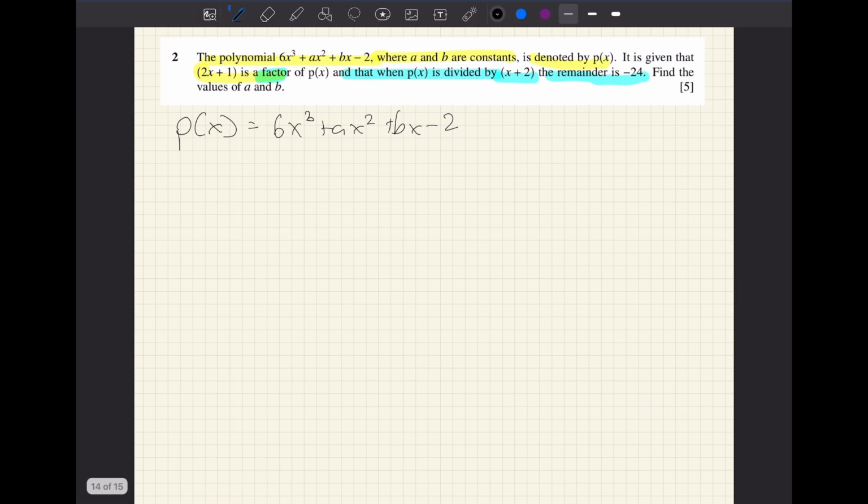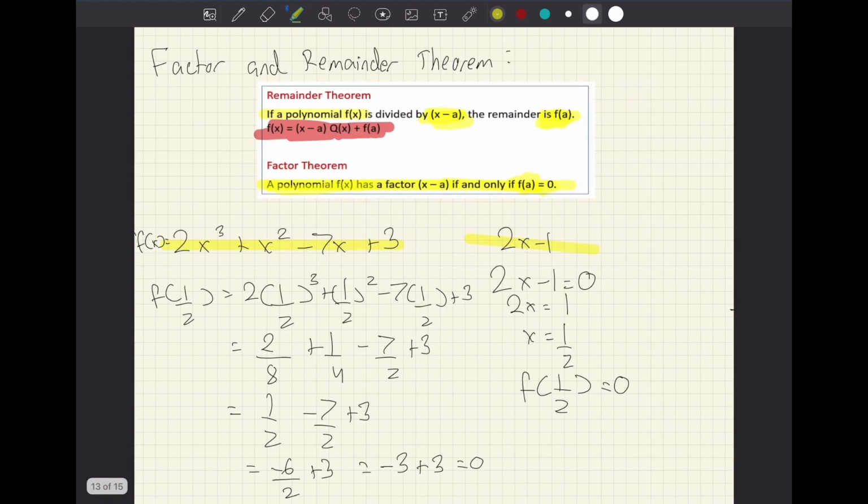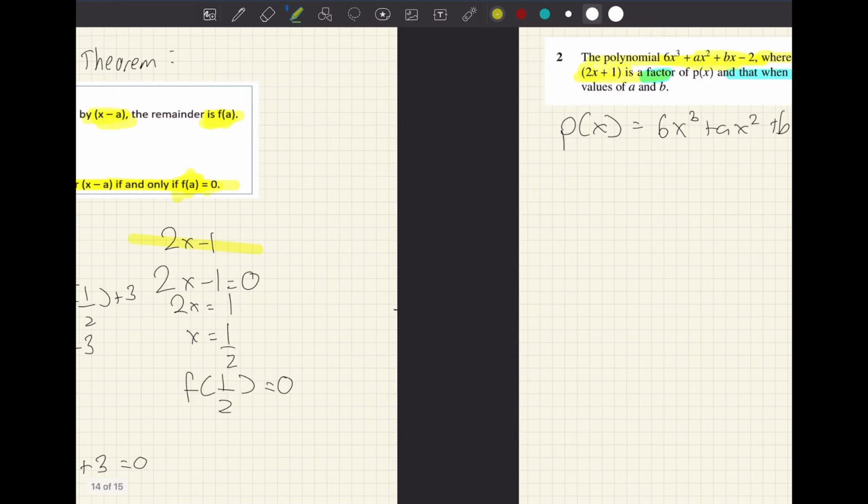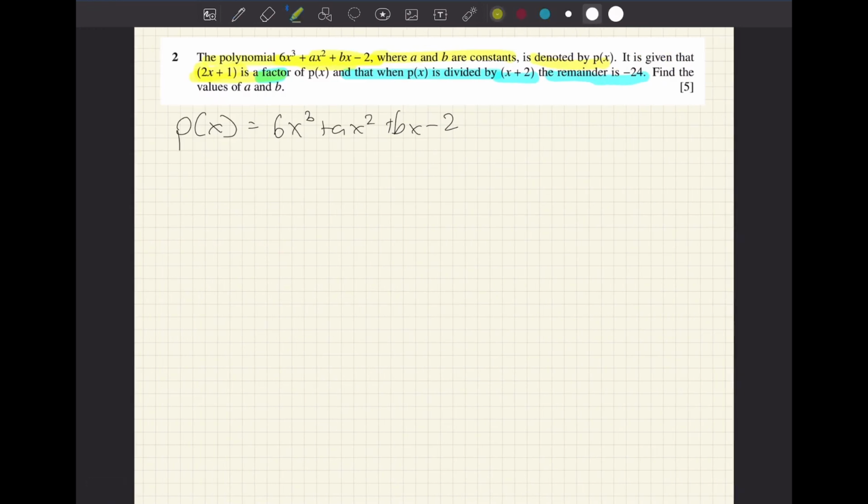Okay, let's try solving this question first. So 2x plus 1 is a factor. That means that since 2x plus 1 is a factor of p of x, when I divide p of x by 2x plus 1, which is its factor, the remainder should be 0, right? That's what the definition states. A polynomial f of x has a factor if and only if the remainder, or f of a, is equal to 0. So when I divide this by this, I should get my remainder as 0. So we need to do p of a.